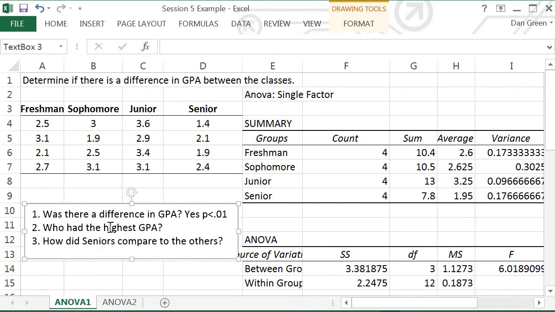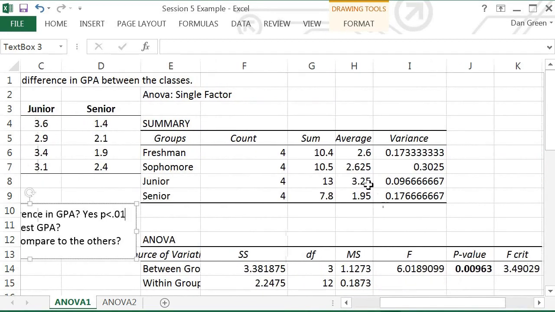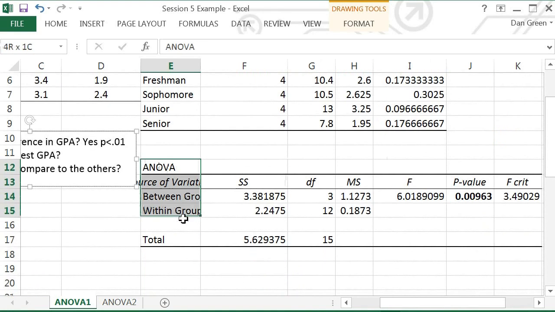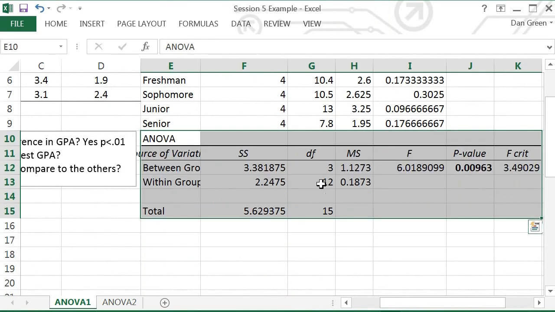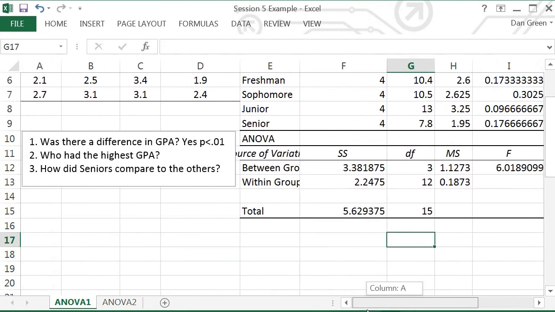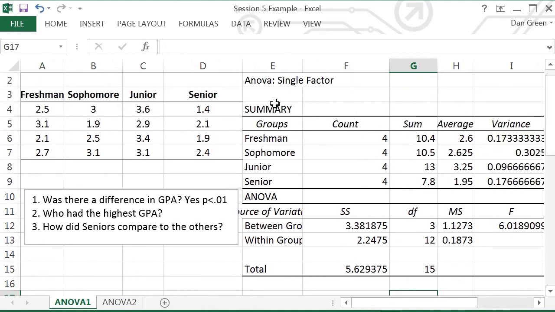And now we want to know who had the highest GPA. This ANOVA test, that p-value right there, is telling us that 2 of the means are different, but it doesn't tell us which ones are different. It doesn't tell us how they differ. So we need to do some further investigating to figure that out. And the further investigating we need to do is a t-test. So I'm going to go ahead and conduct a t-test.